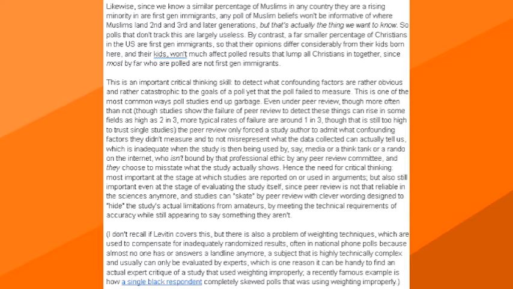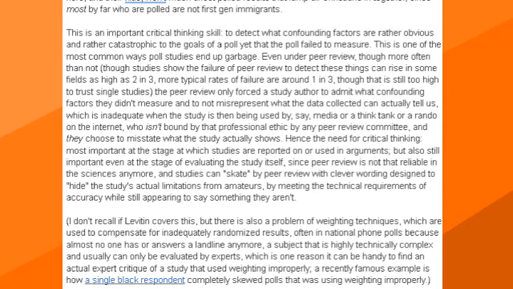Peer review only forces a study author to admit what confounding factors they didn't measure and not to misrepresent what the data collected can actually tell us, which is inadequate when the study is then being used by, say, media or a think tank or a random person on the internet who isn't bound by that professional ethic or by any peer review committee, and they choose to misstate what the study actually shows. Hence the need for critical thinking. Most important at the stage at which studies are reported on or used in arguments, but also still important even at the stage of evaluating the study itself.